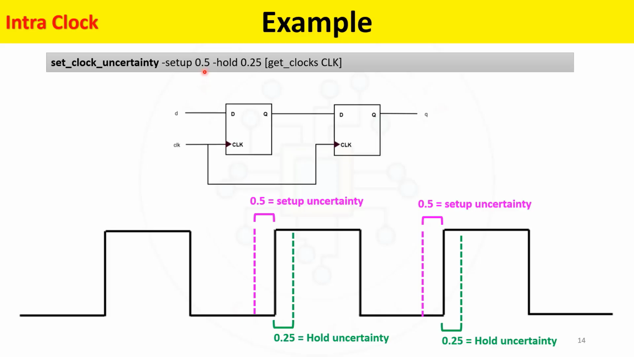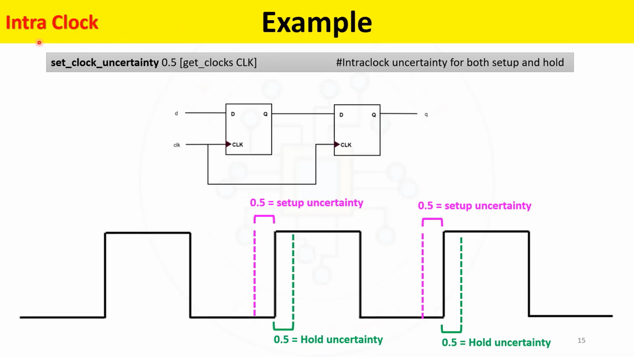And again, this point is valid only if there is one clock which is given to two different flops. Suppose there are multiple clocks, like fast to slow and slow to fast; again the scenario will be different. That one we'll see in the next video. So see here, hyphen setup is 0.5 and hyphen hold is 0.25, and we are applying this to get_clocks CLK. So for this particular clock, before the edge the uncertainty is 0.5 and after the clock edge the uncertainty is 0.25. Before is for setup, after is for hold. I have indicated the same thing in the form of a waveform.